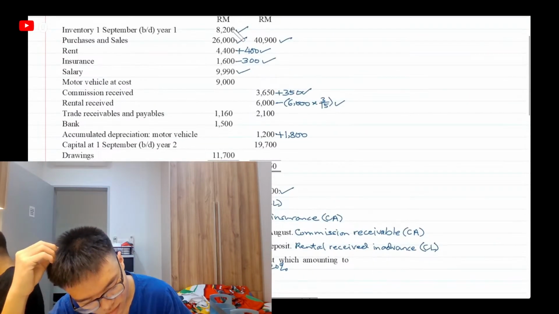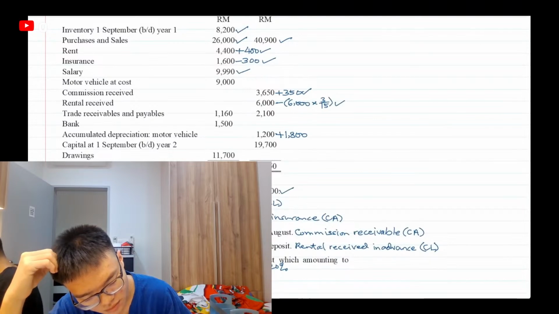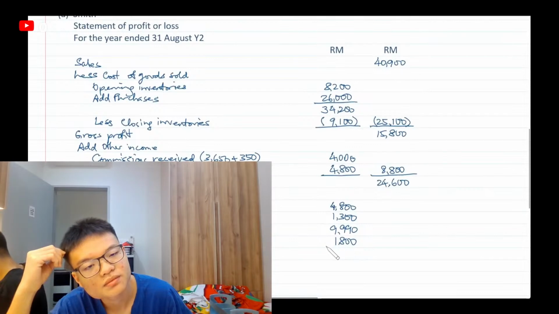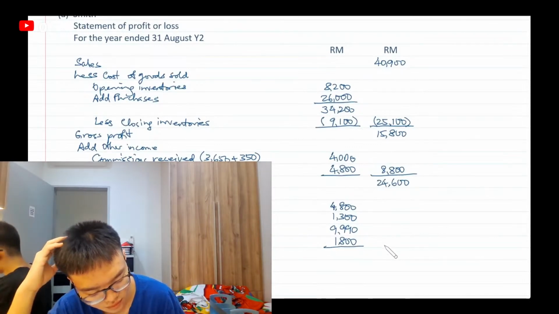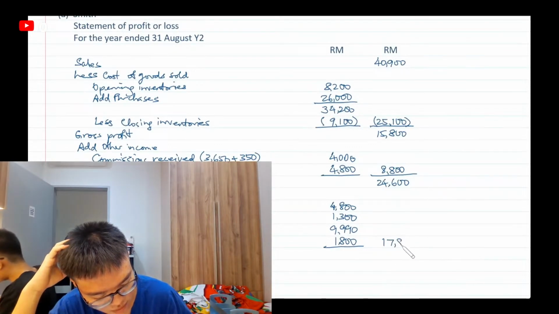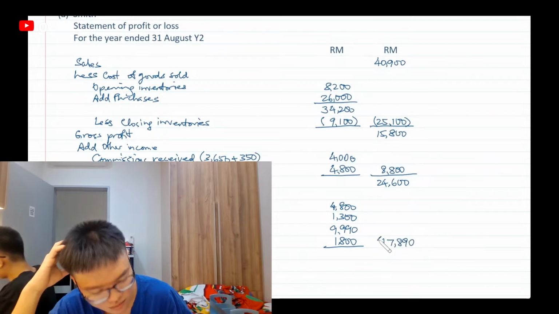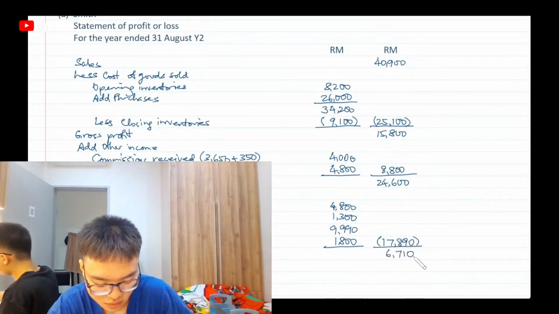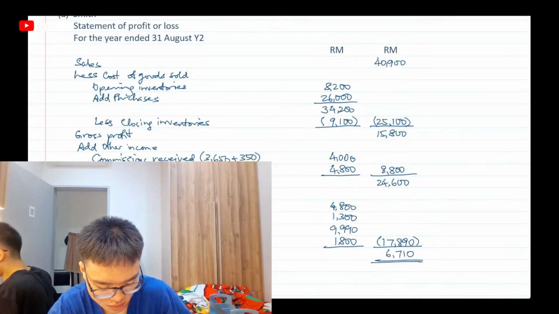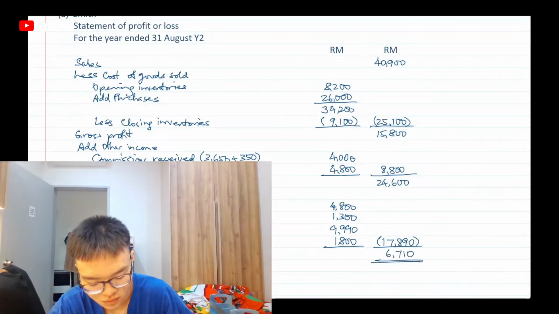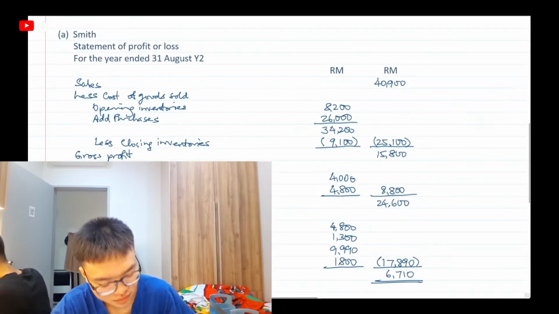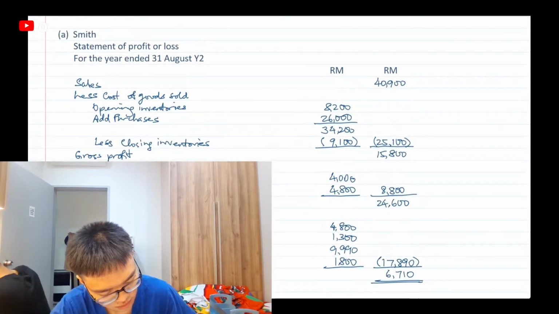So what I do is I look from the top to the bottom, so I make sure I don't miss anything. We can now total up all our expenses to give us 17,890 ringgit. Now we're going to deduct this out of our total income to give us 6,710 ringgit. A positive figure shows that we have a net profit for the year.